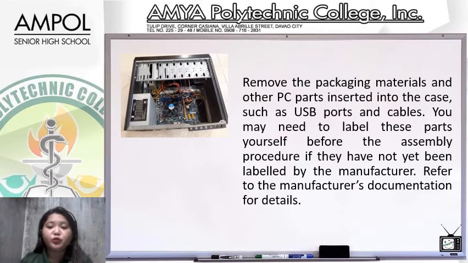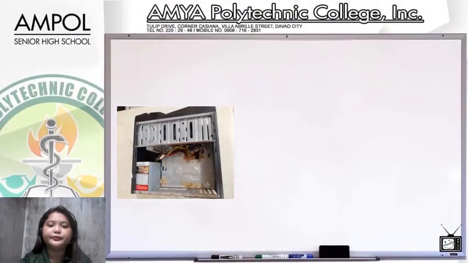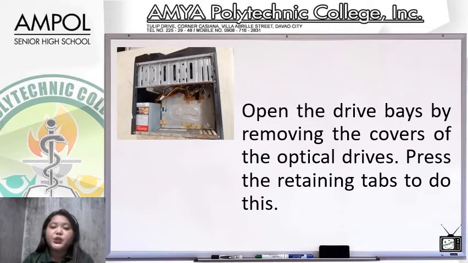You have to remove the packaging materials and other PC parts inserted into the case, such as the USB ports and cables. You may need to label these parts yourself before the assembly procedure, if they have not yet been labeled by the manufacturer. You have to refer to the manufacturer's documentation for details. Next, you have to open the drive bay by removing the covers of the optical drives. Press the retaining tabs to do this.